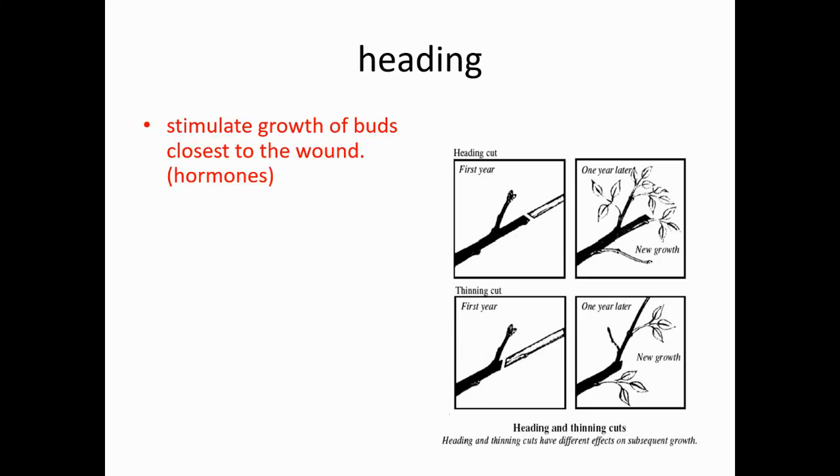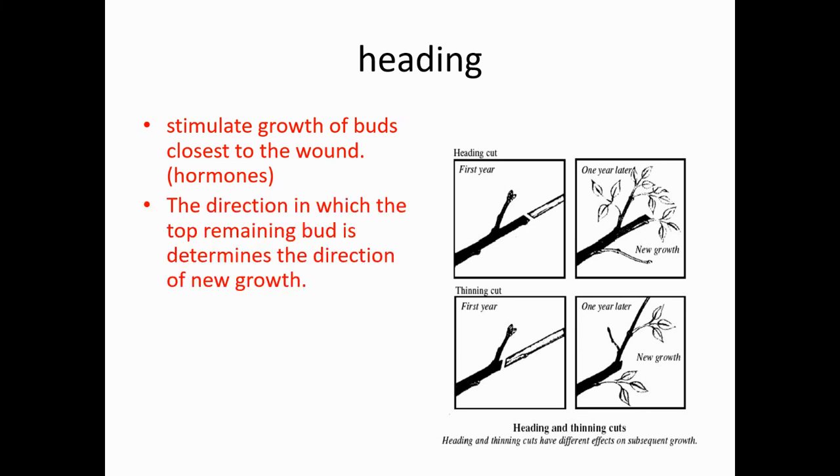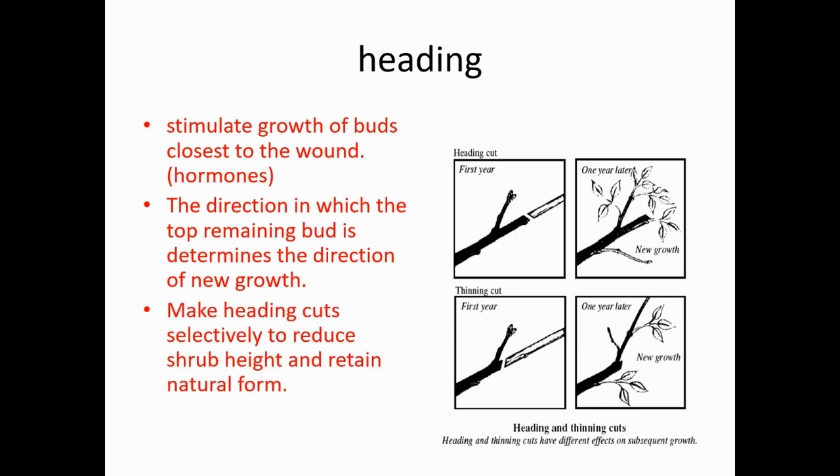Heading stimulates bud growth closest to where you make the cut, and it's going to determine what direction it'll grow. So if you're trying to prune a plant to make it easy to harvest, like an apple tree, then you can do that to really give the tree a nice shape.